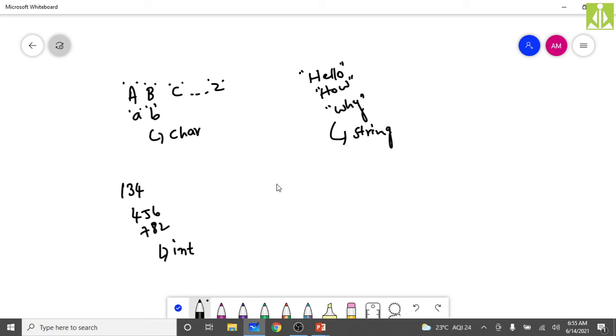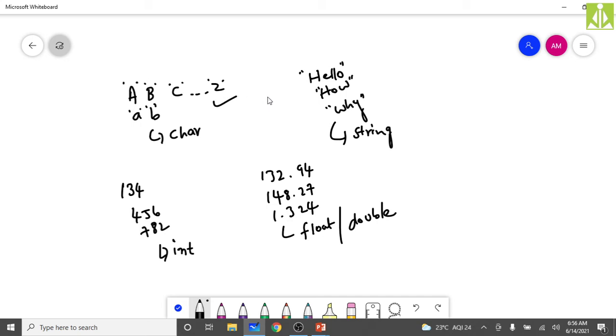Then you can also have data with precisions, with decimal points like 132.94, 148.27, likewise 1.324. Likewise, you have decimal values followed by the precision values. So this type of data we call it as float or double data. So likewise, this data is different from this data, and this is also different. Here we are having different types of data.